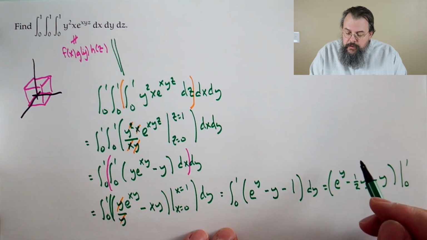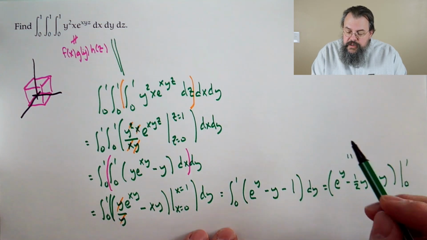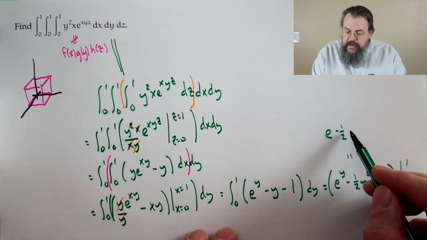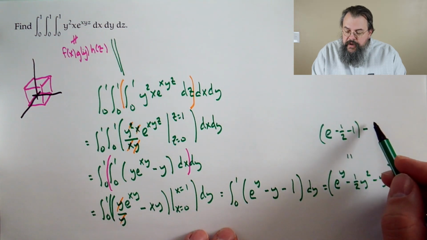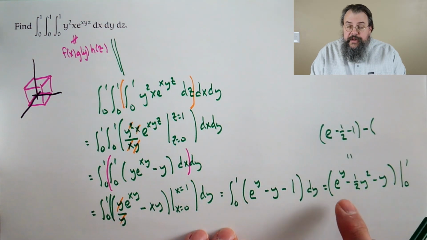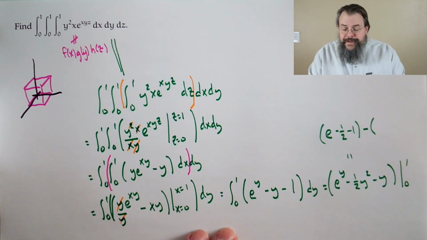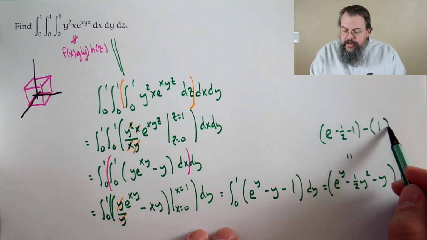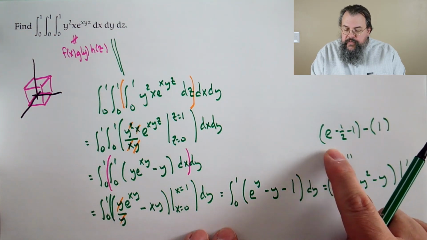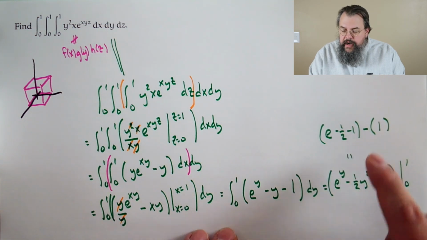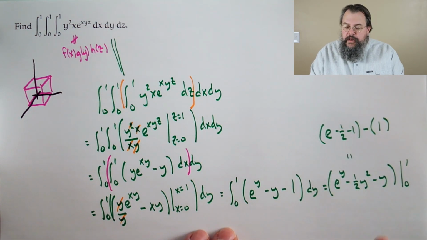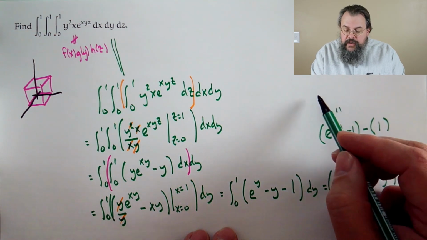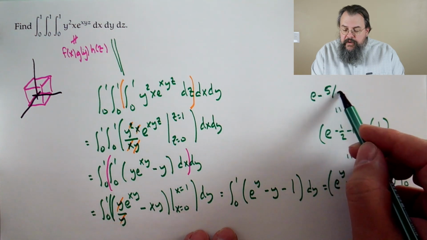Well, plug in 1. We're going to get e to the 1, which is e, minus 1/2, minus 1. Remember, we also have to subtract, plug in 0. And e to the 0 is 1. Okay, so 1, then 0, 0. So, well, it's e minus a half minus 1 minus 1. Well, that's really minus 2.5, or minus 5 halves. So our answer is e minus 5 halves.